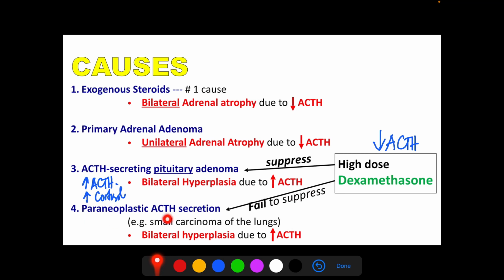How about this one? It's paraneoplastic ACTH secretion. So where is the problem? The problem is in the lung. Dexamethasone again acts on the pituitary gland, so this one will not be suppressed by dexamethasone.